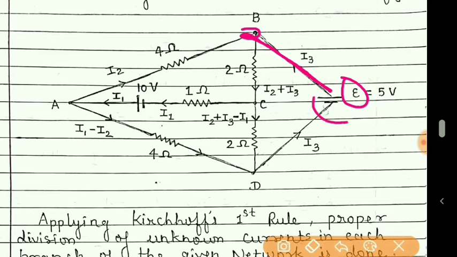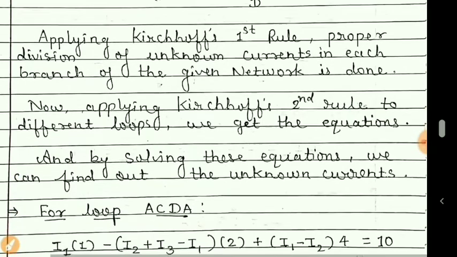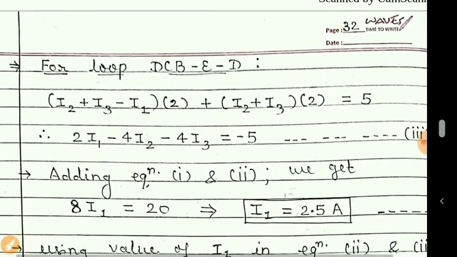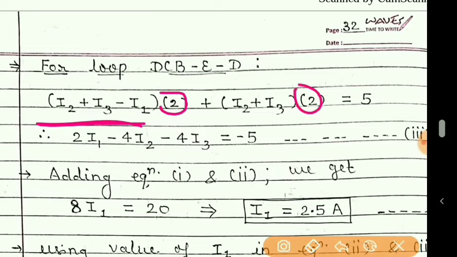So we'll put a positive sign towards the right hand side, because this is the term related to a cell or a battery, that is 5. So plus 5 will be there, and then we will reach point D, which is the starting point. And so in this equation, you can see 2 into this, again 2 into this, and plus 5. Solving this equation, you will get the third equation.